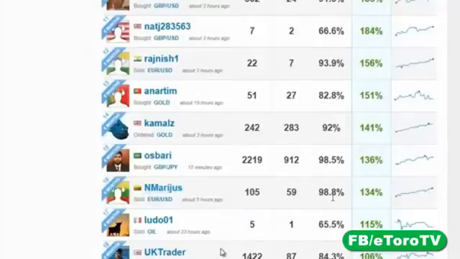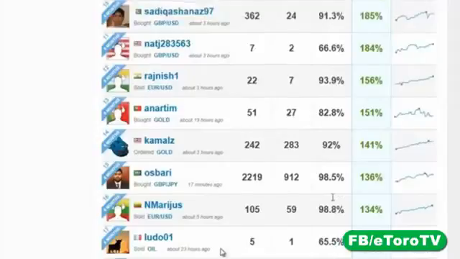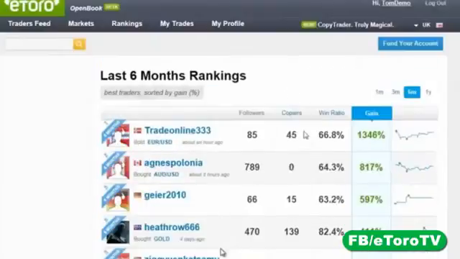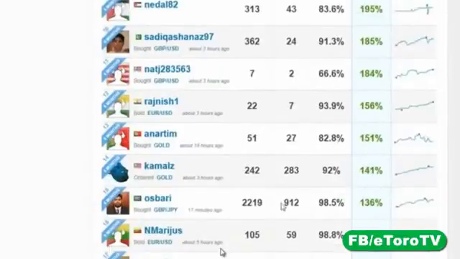134% is nice. 98.8% of the positions that he opened resulted in profit. Because we have two ways of segmenting these traders. We have percentage of gain and we have winning ratio. Percentage of gain is how much money you gained on top of the money that you already invested. Winning ratio obviously means how many of the positions that you opened resulted in profit at the end. So this guy is a success story.